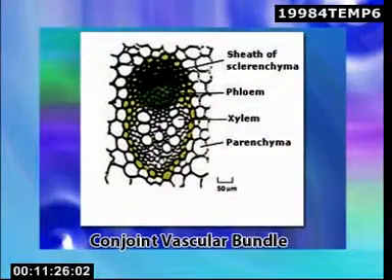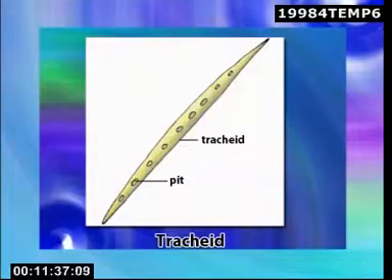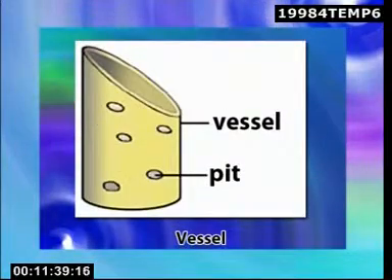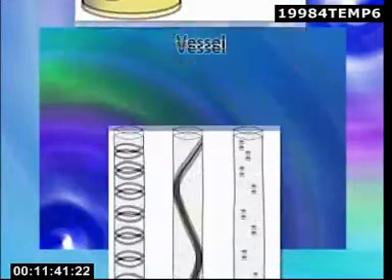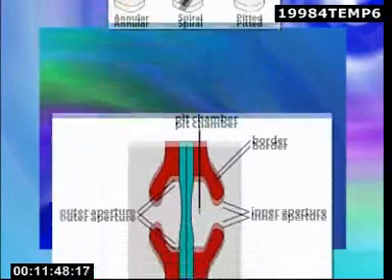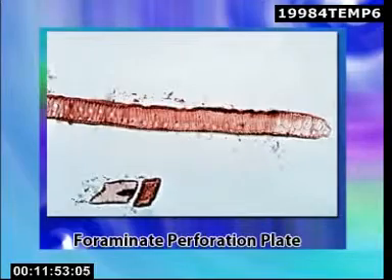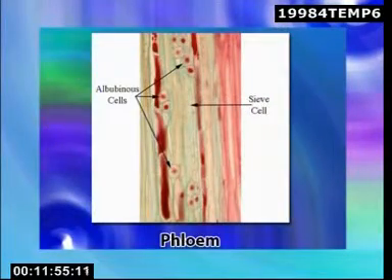The vascular bundles are conjoined, collateral, and open. These are arranged in a ring as in a typical dicotyledonous stem. Xylem consists of tracheids, vessels, and xylem parenchyma. The tracheids exhibit annular and spiral thickenings and bordered pits, whereas the vessels have only bordered pits. The phloem consists of sieve cells, phloem parenchyma, and albuminous cells.